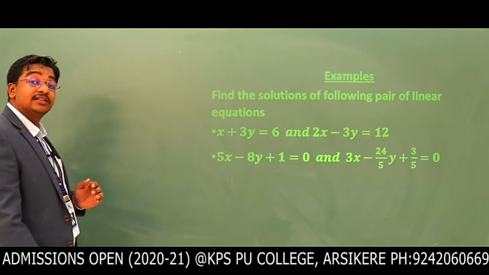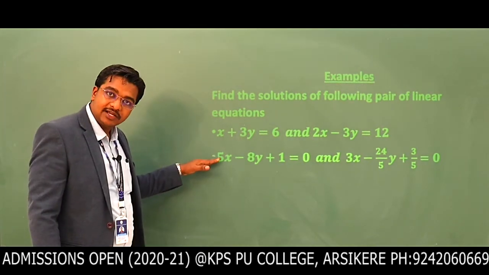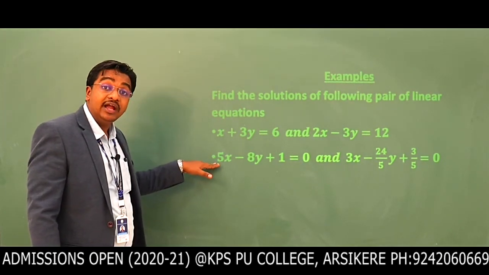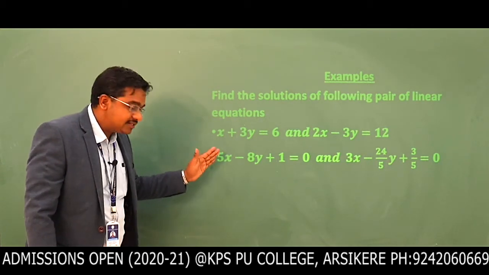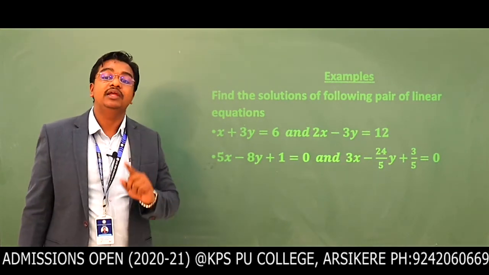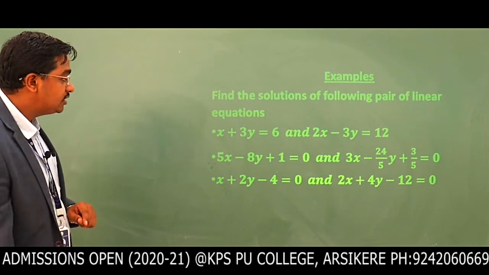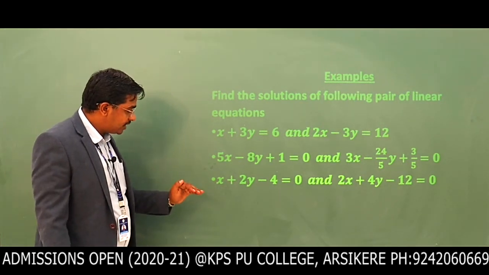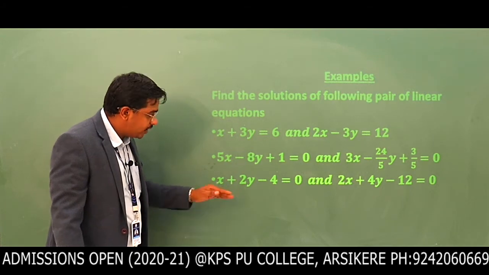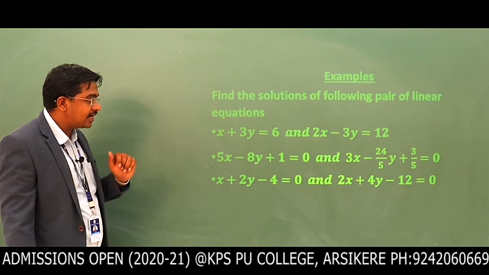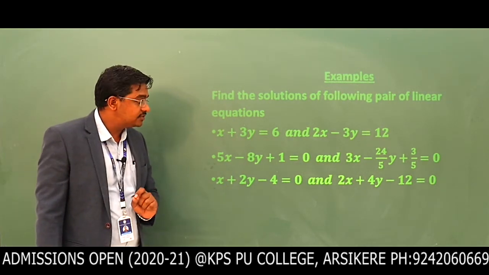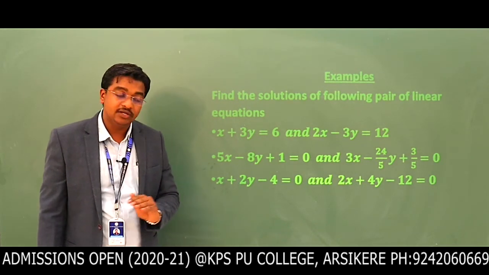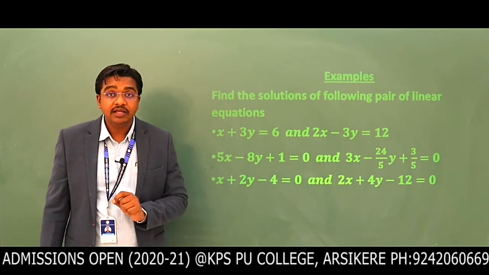So now discuss the third problem. The second problem has been clear. In this case we get coincident lines, hence the solutions are infinitely many. So now come to the third example. Just observe the example. Here we have the equations x plus 2y minus 4 is equal to 0, and the second equation 2x plus 4y minus 12 is equal to 0. So these two are the pair of linear equations.